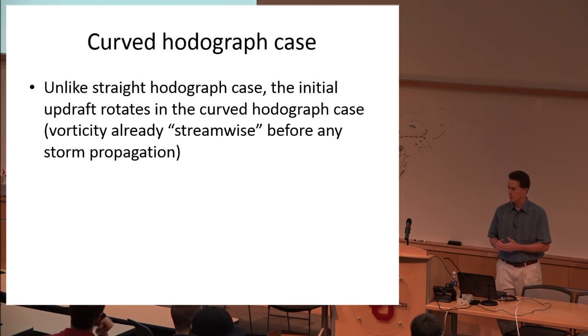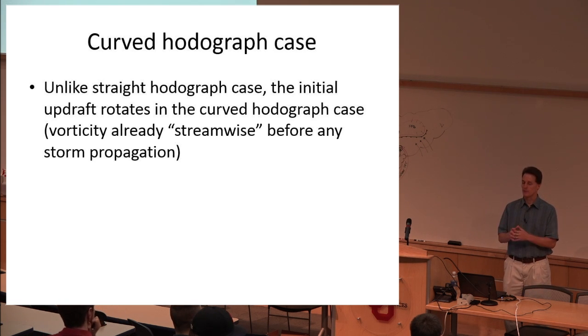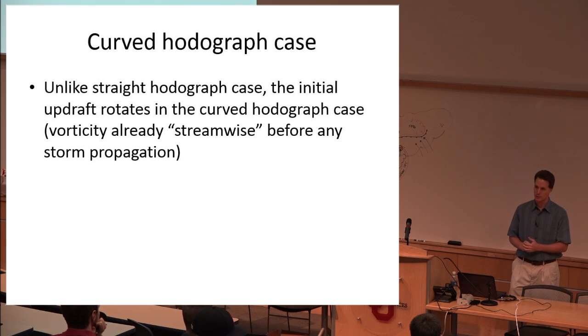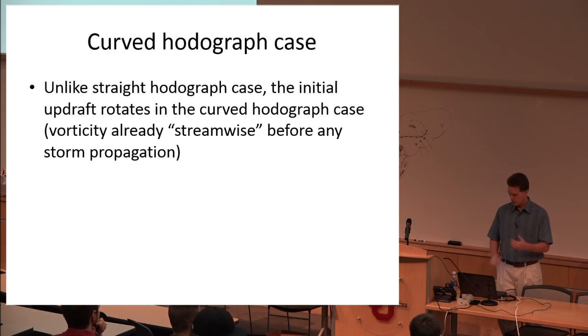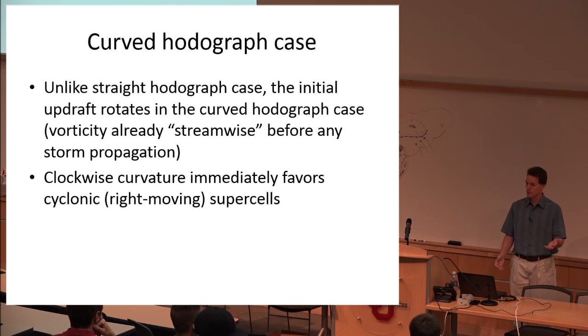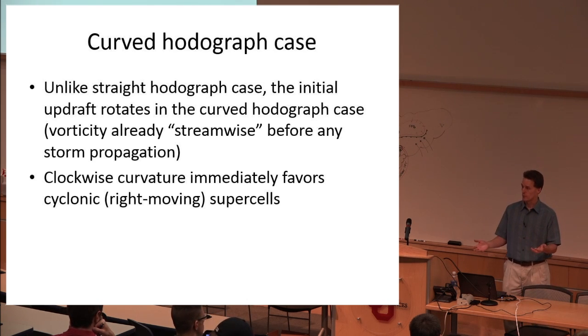What's the big difference with the curved hodograph? I stated it here, but if you think about it, we don't have the intermediate step with the crosswise vorticity. The initial vorticity for a cell moving with the mean wind is already streamwise. And again, if you have large clockwise curvature, and the example I'll show will have that, you immediately favor the cyclonic storms. If you have counterclockwise curvature in the northern hemisphere, you favor the anticyclonic storms.